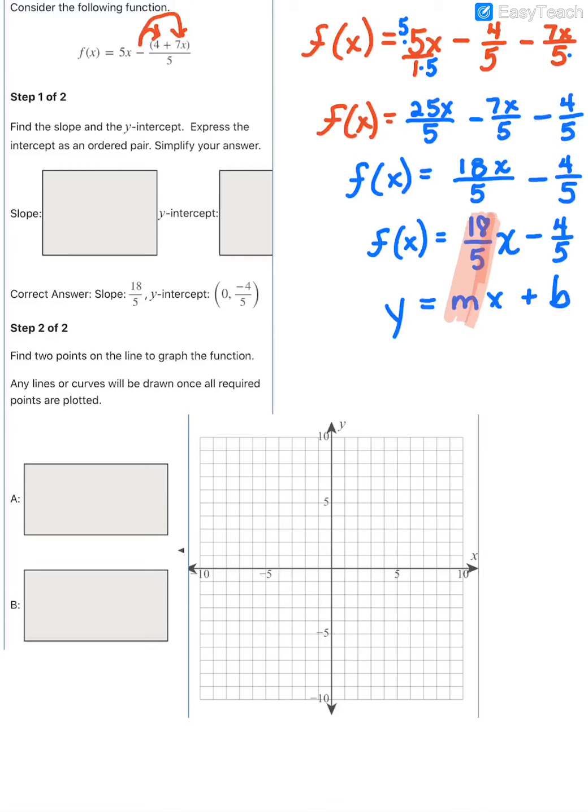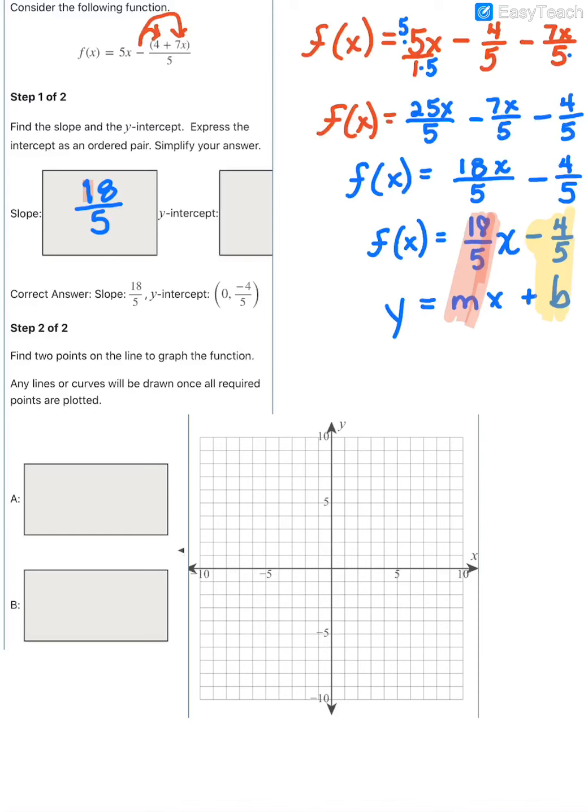So you'll notice that in this case, my m, which is what we call our slope, is going to be 18/5. And then if you look at the b value, be careful with the sign. That negative is going to have to go with it. My b value is -4/5.